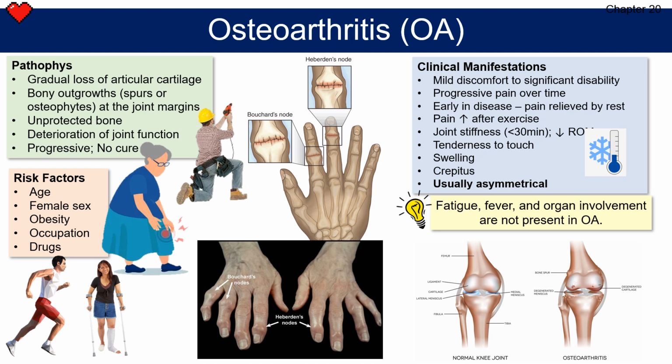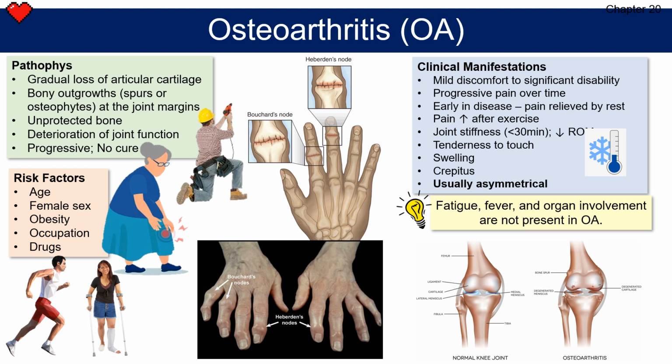So risk factors. We talked about why age is a risk factor. Female sex. So once a female goes into menopause, there is decreased estrogen, and that may be the reason why it contributes to more females having osteoarthritis in aging women.